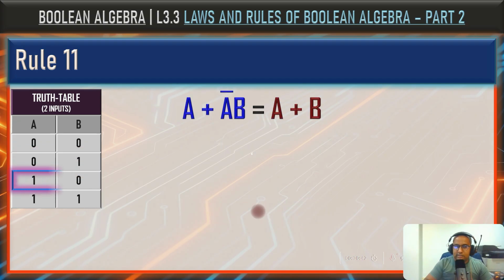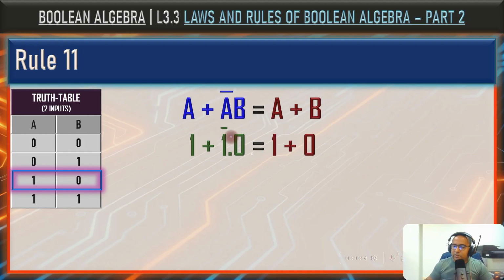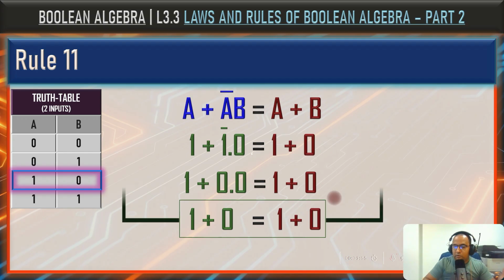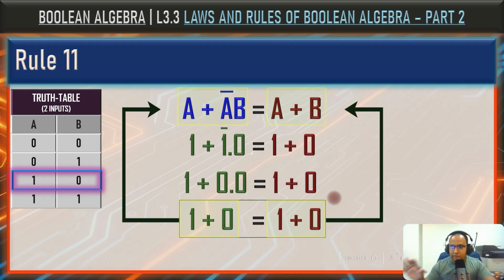Case 2. Let's test 1 for the variable a and 0 for the variable b. Substituting these values, we get 1 plus 1 negated times 0. This 1 negated becomes 0. So 0 times 0 is 0. So the result is 1 plus 0. The same on the right side. Again, both sides result in the same logical value, confirming this equivalence for this case.